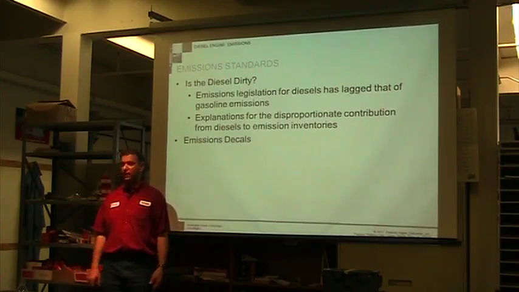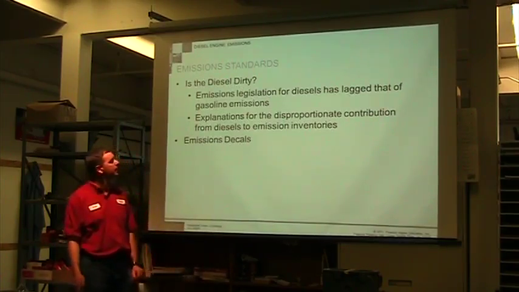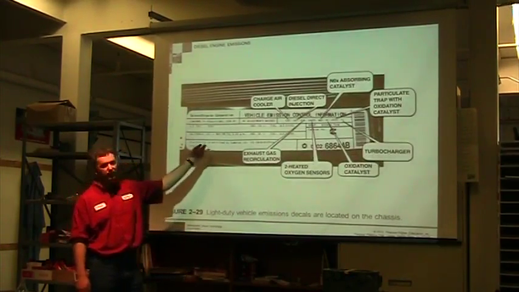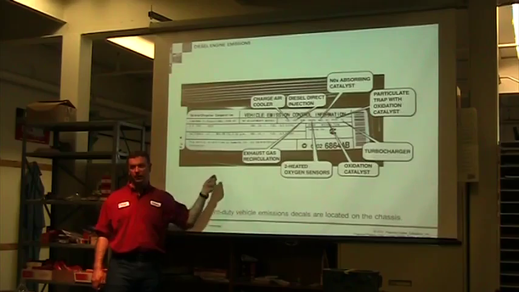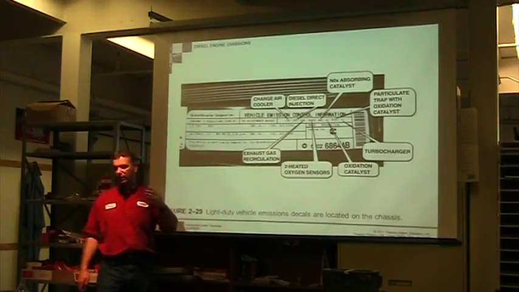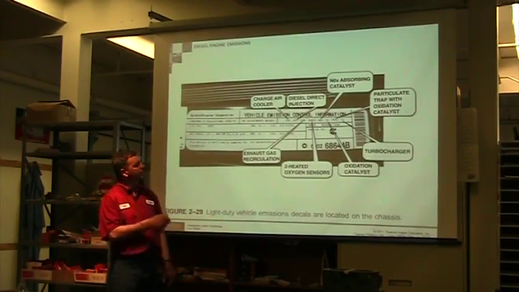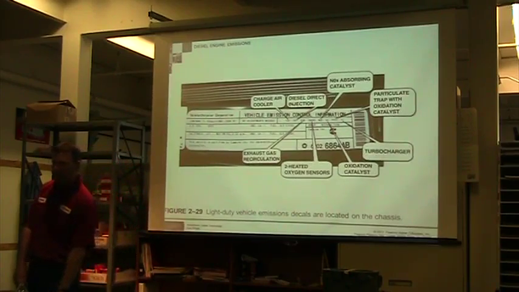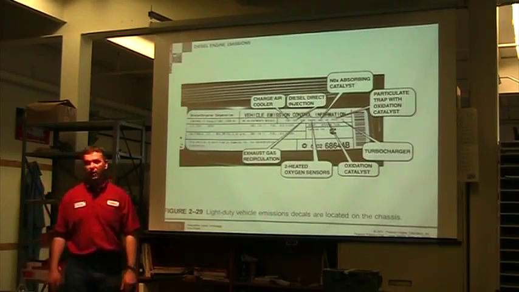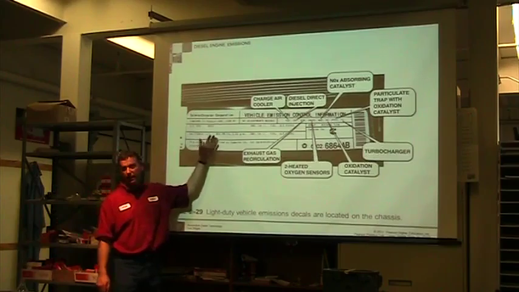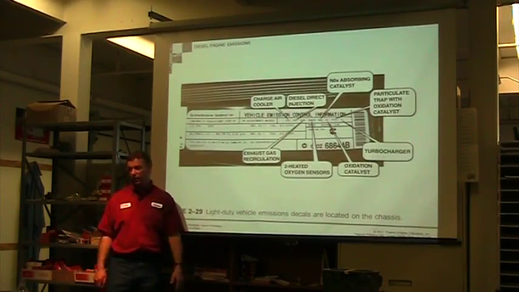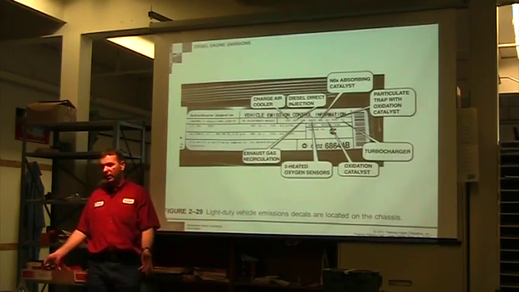So overall, cars tend to put more pollution out than a truck, per weight, per ton type situation. But there's room to clean them up, and so they've been cleaning them up. So emission decals: all vehicles have some kind of decal. This is going to be really common on any kind of automotive diesel truck. They have these decals as standard in the auto industry. Is it standard in this industry, in lawn equipment and construction equipment?